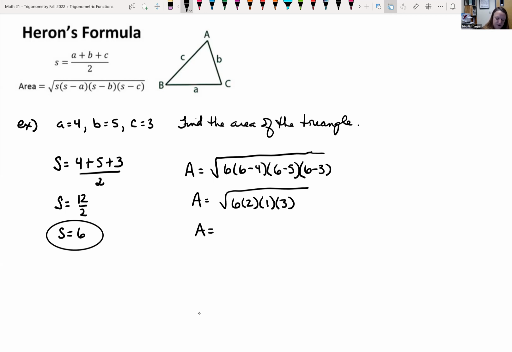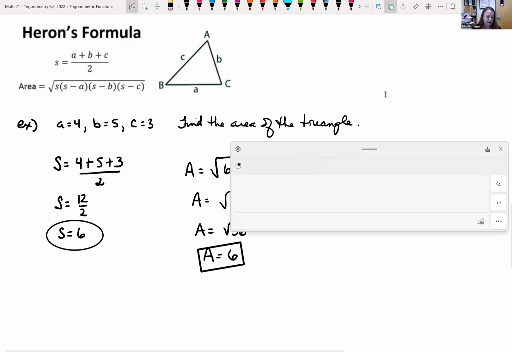I get 6 times 2 times 3. I notice this is 6 times 6, which is 36. So square root of 36. So our area here is 6. So we were able to find the area of that triangle just given the 3 sides.